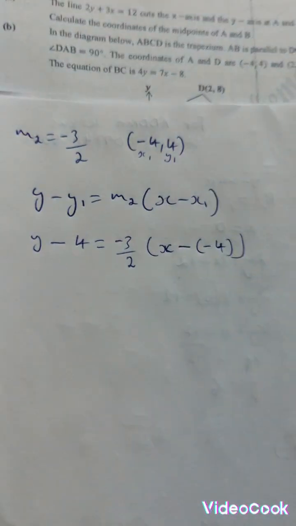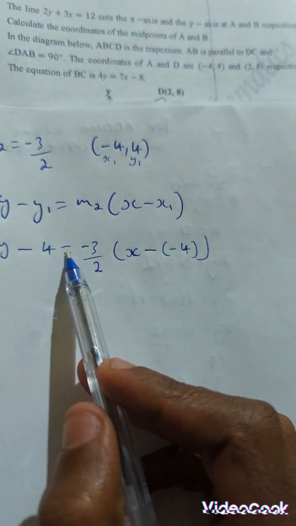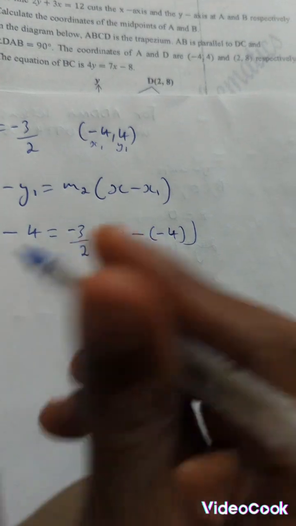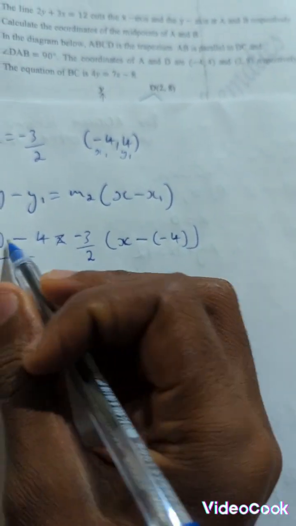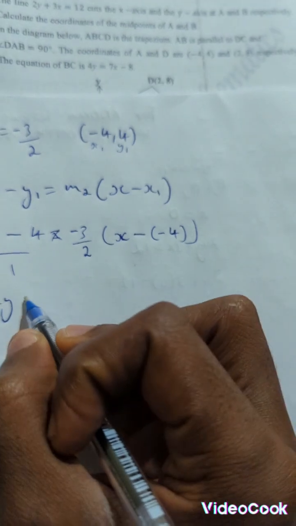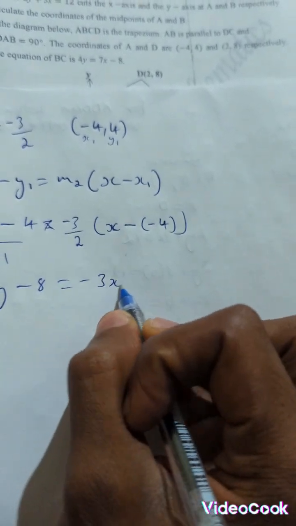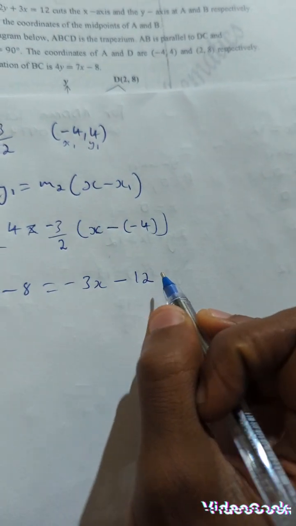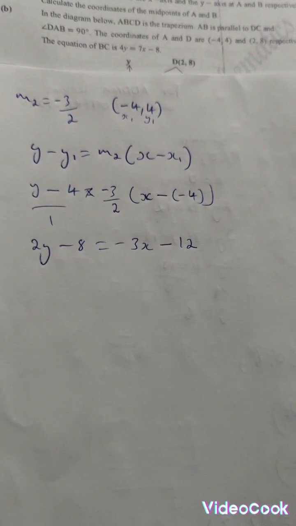This is what we're going to get. Then here, if you want, you can cross multiply, or you leave it like that. So you can cross multiply by saying 2 times, to give us 2y minus 8 is equals to negative 3x. Then we are going to get negative 12 like this.